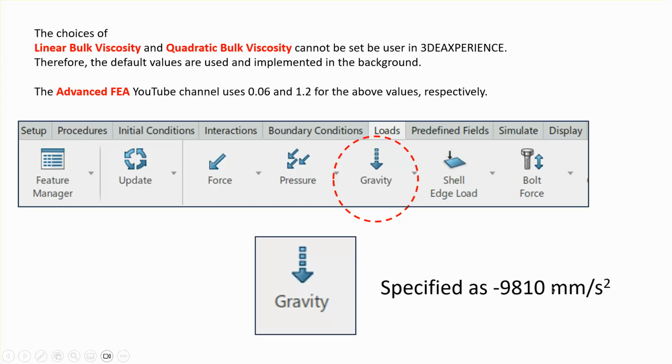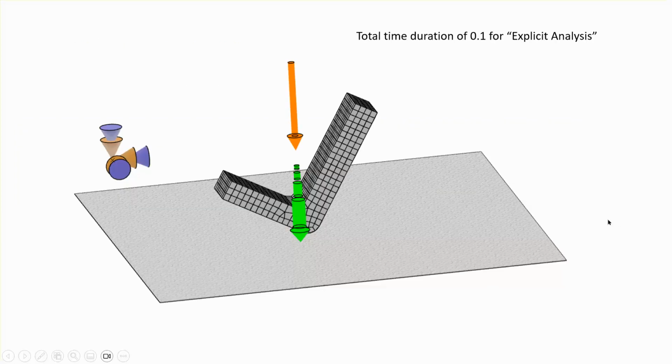The value of the gravity is just the standard 9.8 meters per second squared. Total duration of 0.1 second. This is the icon for the gravity. This is the icon for the initial velocity in 3D Experience. This is the fixation of the reference point associated with this analytical surface.